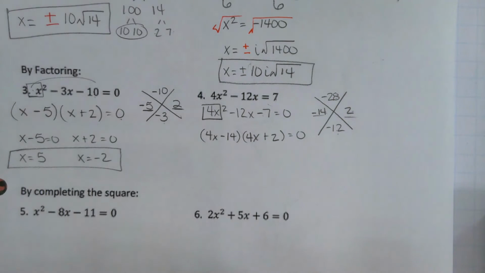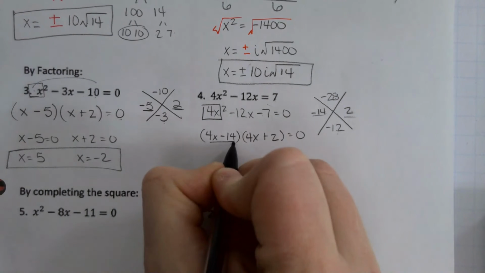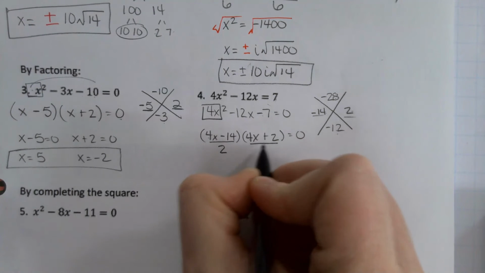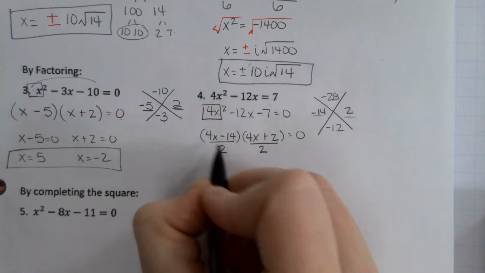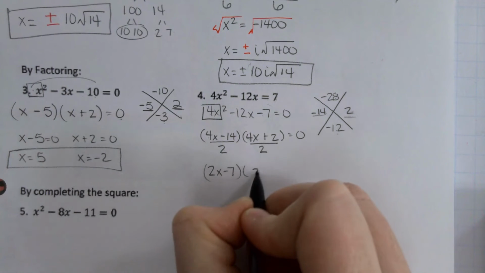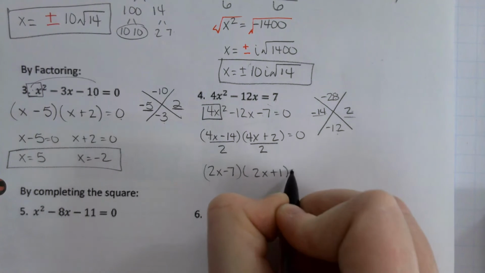Now I'm going to look for a greatest common factor. This first set, both numbers of 14 and 4 are divisible by 2. The second set, 4 and 2 are both divisible by 2. So I'm going to get 2x minus 7 and 2x plus 1 equals 0.